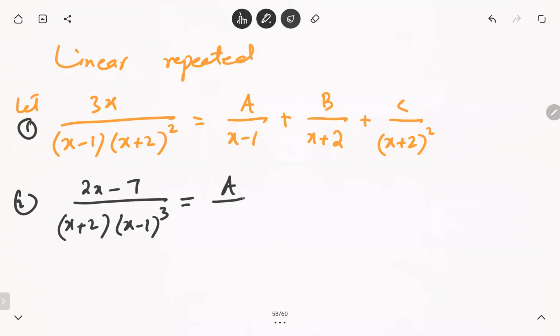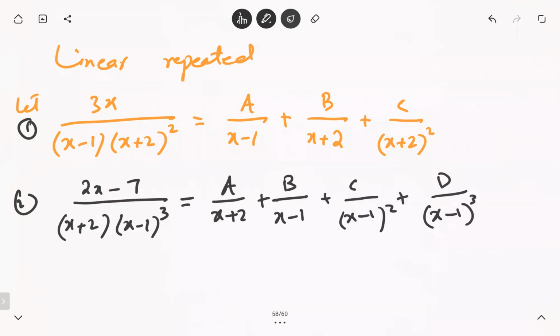So b over x minus 1 plus c over x minus 1 whole square plus d over x minus 1 whole cube. और इवन अगर x minus 1 whole power 4 भी होता तो हम आगे क्या लिखते? e over x minus 1 whole power 4. जी जी, हाँ, अपने आप रिवाइज करनी होती है ना कभी कभी, तो लिखनी चाहिए.